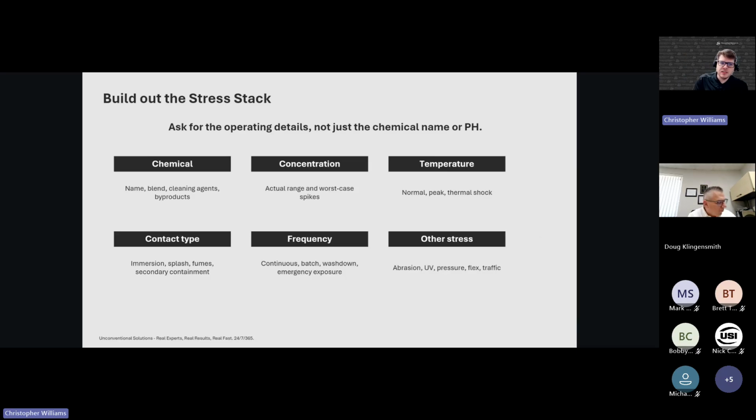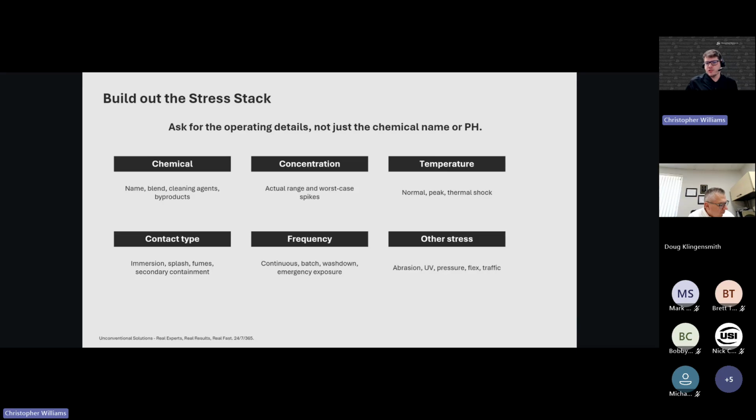Going a little bit more into details of that, we need to ask about operating details, not just the chemical name or the pH. It's really easy to fall back on that, but you want to know the chemicals that are in there, the name of it, the blend that's being put in there. Does this go through a cleaning cycle? Those cleaning agents are also chemicals, and you want to make sure that you are protecting against that. And are there any byproducts that might be produced in this environment as well?